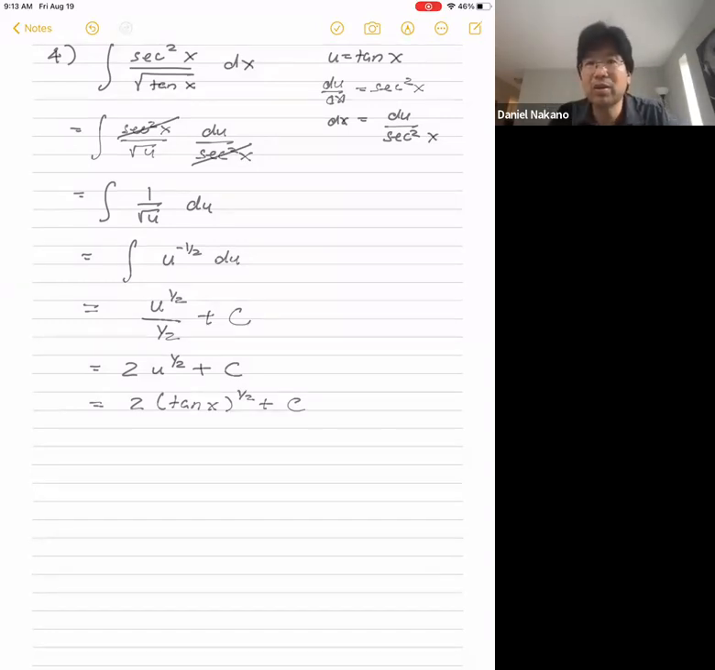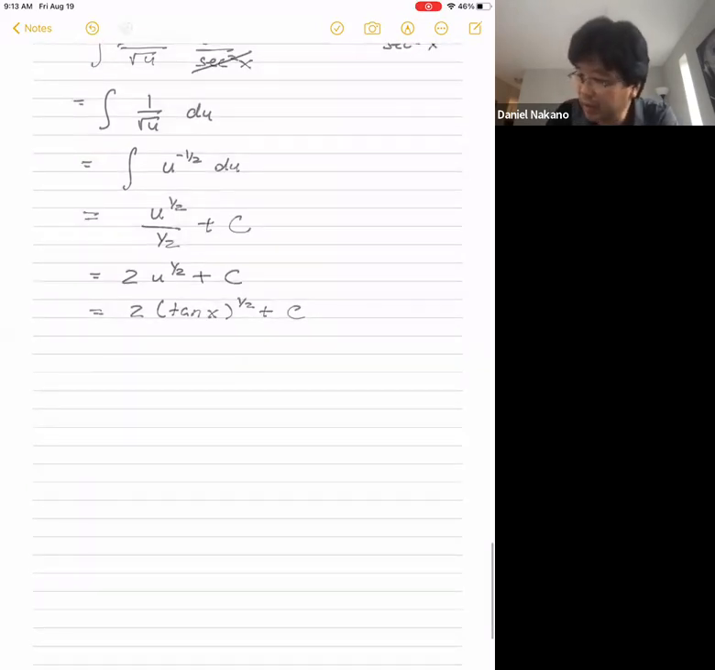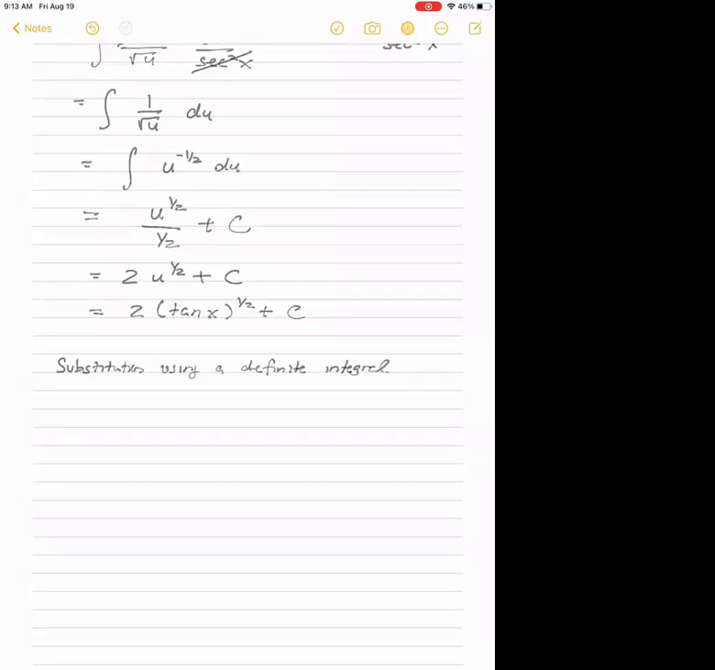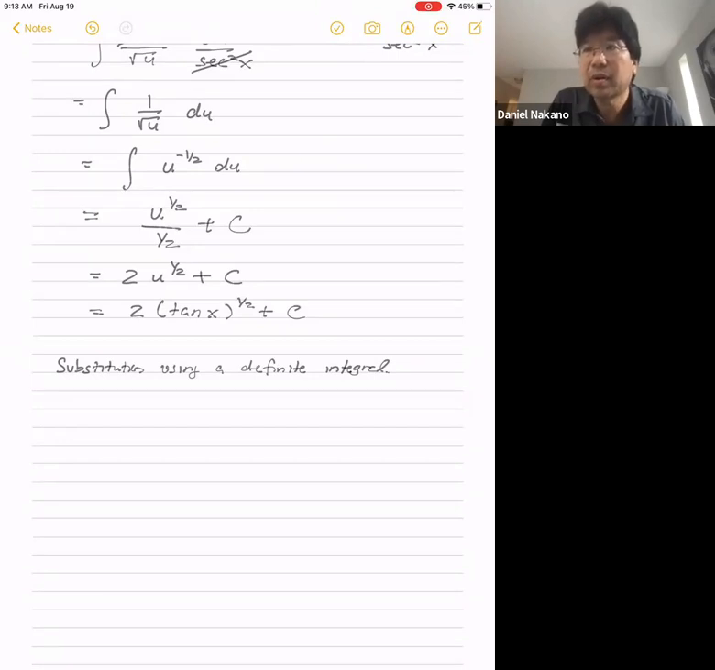Okay, so I have done all this for indefinite integrals. Every example I had involved an indefinite integral. And now I want to do a substitution involving a definite integral. So this is substitution using a definite integral. This is a slightly different procedure. The principles are the same, but some of the procedural parts are slightly different.